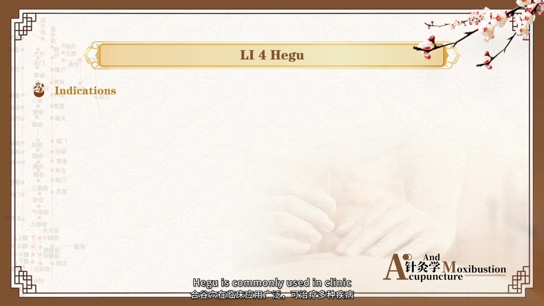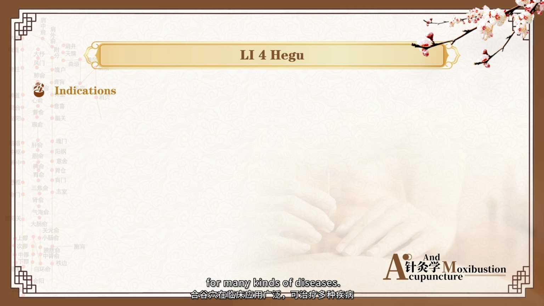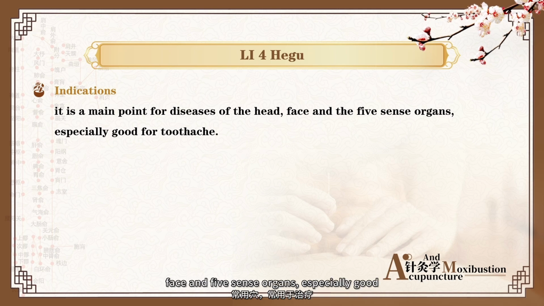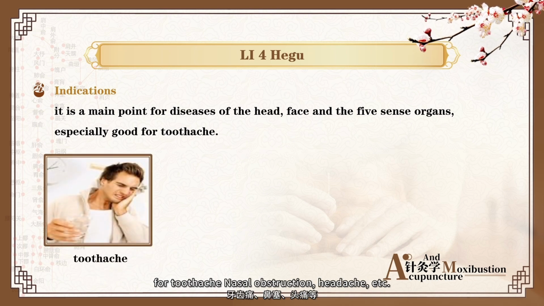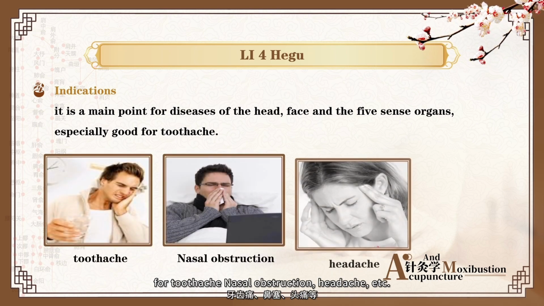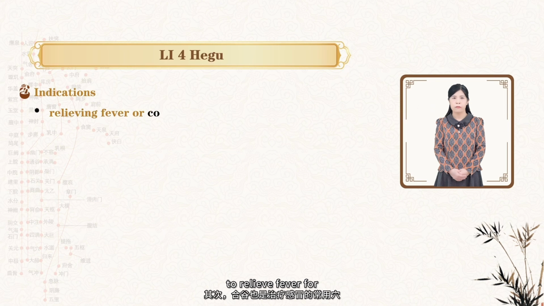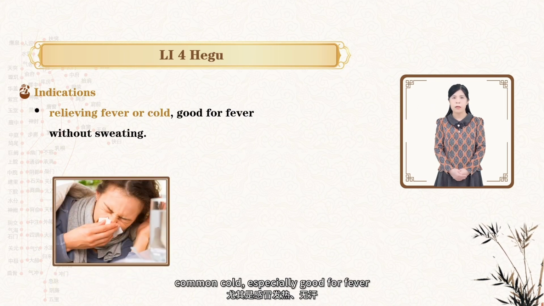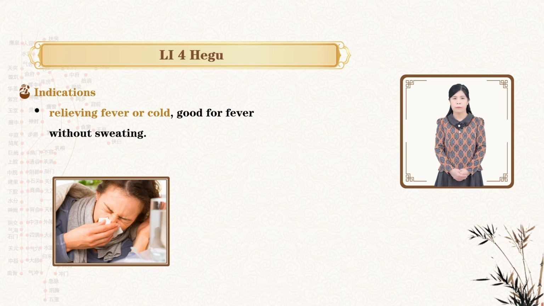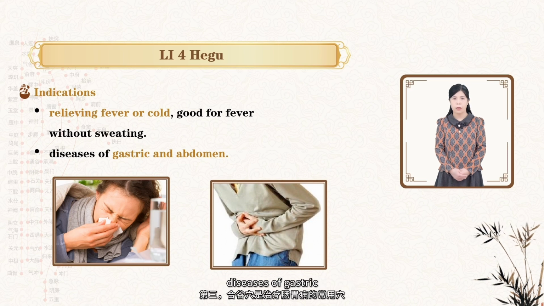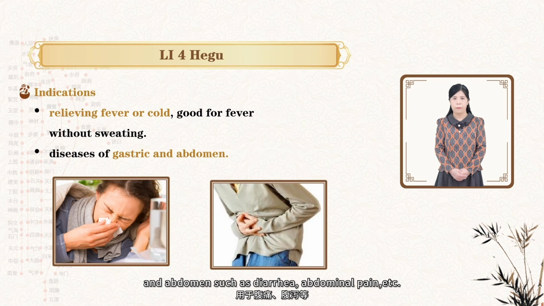Hegu is commonly used in clinic for many kinds of diseases. Firstly, it is a main point for diseases of the head, face, and 5 sense organs, especially good for toothache, nasal obstruction, headache, etc. Secondly, Hegu is commonly used to relieve fever for common cold, especially good for fever without sweating. Thirdly, it also can be used to treat diseases of stomach and abdomen such as diarrhea, abdominal pain, etc.